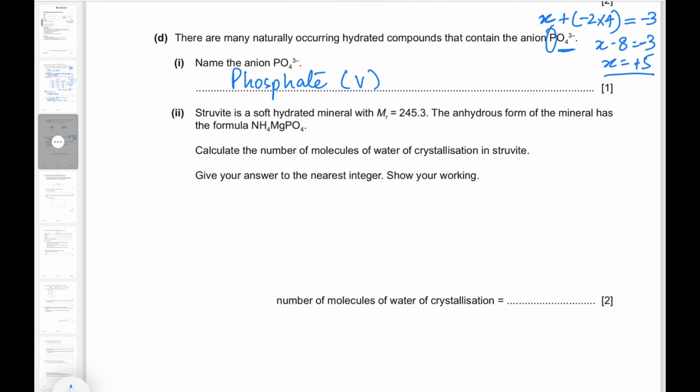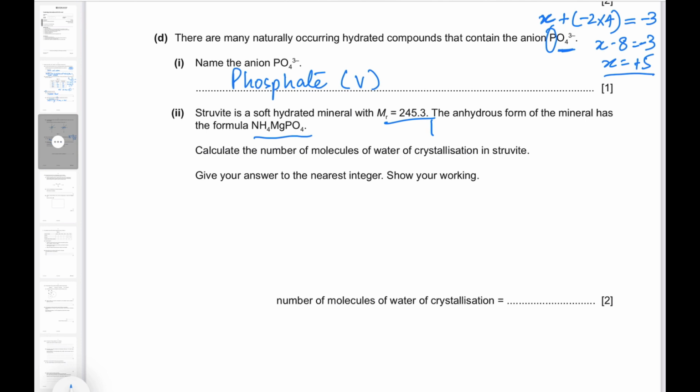You'd write that down in Roman numbers. 2. Struvite is a soft hydrated mineral with molecular mass 245.3. The anhydrous form of the mineral has this formula. Calculate the number of molecules of water of crystallization in struvite. Give your answer to the nearest integer.